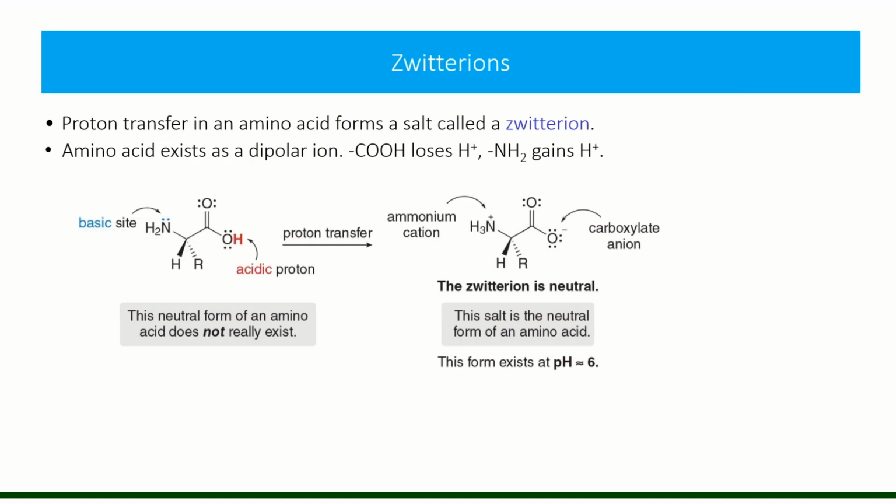Yeah. You can see the zwitterionic nature because under metabolic conditions, this neutral form does not exist. In fact, the proton transfer realizes the zwitterion, which is the neutral form that exists. You can see here the ammonium species exists, and the carboxylate species is the one that exists. So in total, it's neutral.